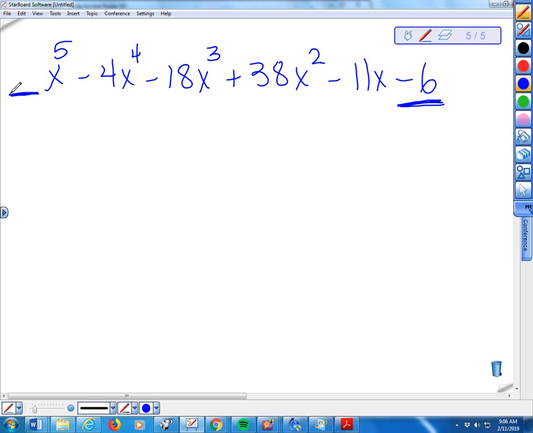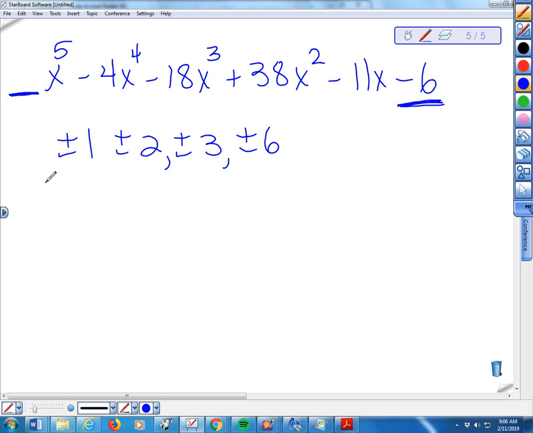The reason I say plus or minus, it could be 1 and -6. It could be -1 and +6. It could be +2 and -3. It could be -2 and +3. So we have to put the plus or minus in front, because it could be either sign. Our possible factors of -6 are plus or minus 1, plus or minus 2, plus or minus 3, and plus or minus 6. With me so far?